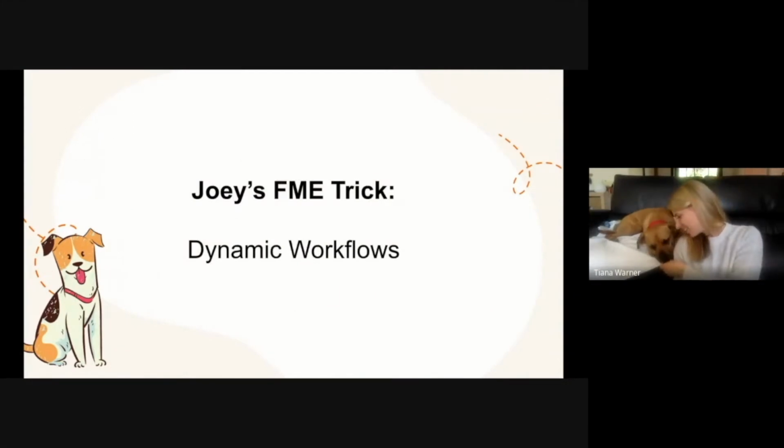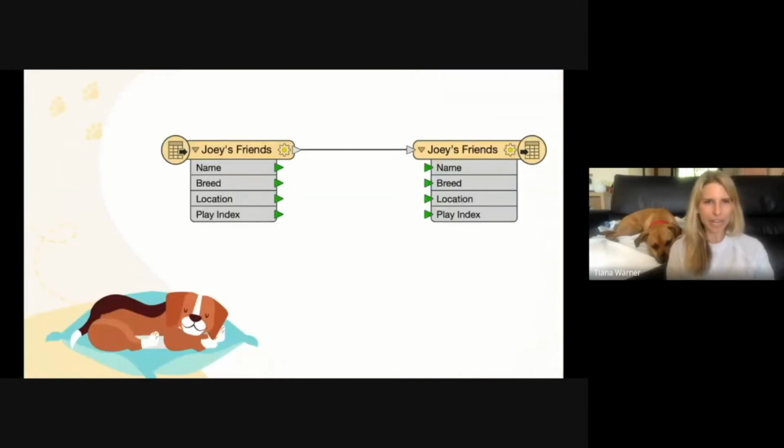Good boy. And we're here to teach you one of the most useful things to know about authoring workspaces, dynamic workflows. So when you're building a workspace, sometimes it helps to have flexible feature types that can accept any schema or data model. Typically, feature types are tied to data that has a specific name, set of attributes, and geometry types. Like this one accepts an Excel sheet called Joey's Friends with a specific set of columns, and it writes a file with the same data model.